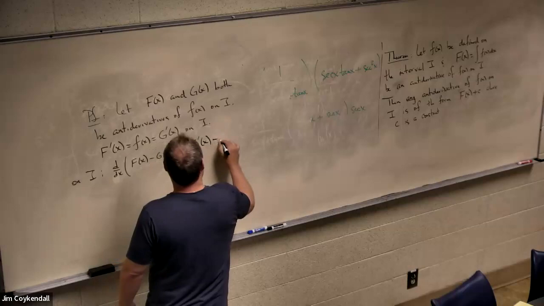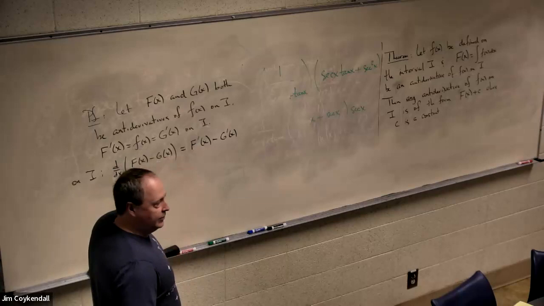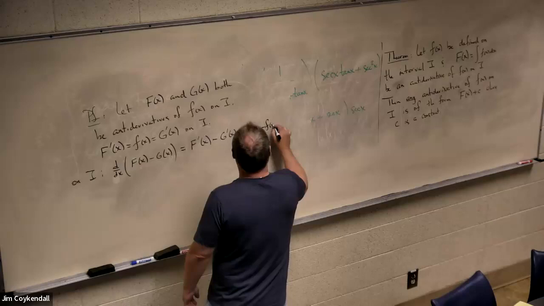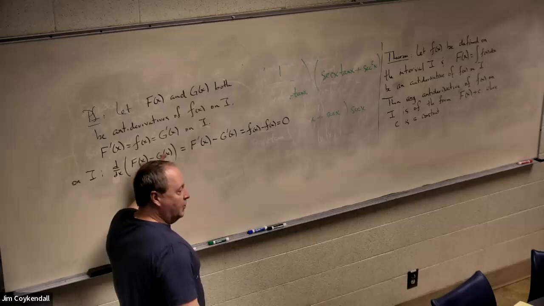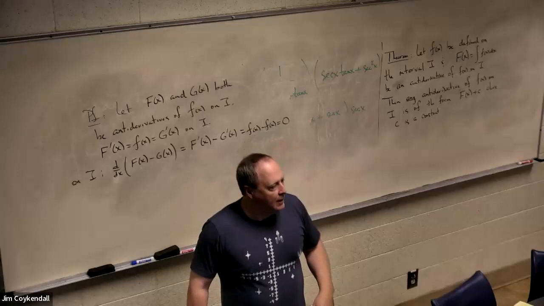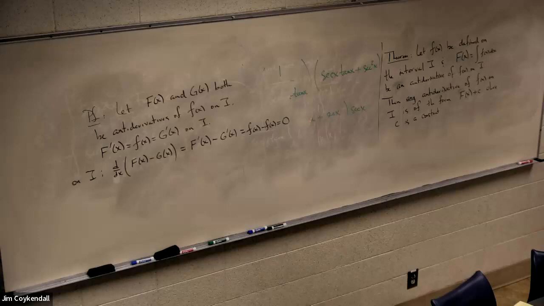Right, the derivative of this is the difference of the derivatives, which is f of x minus f of x, which is a big fat c. So this is a function whose derivative is zero on an interval. Remember back when we did the mean value theorem? What can you say about a function on an interval whose derivative is always zero? That function must be, it has to be constant.